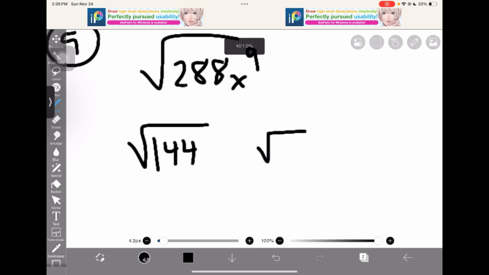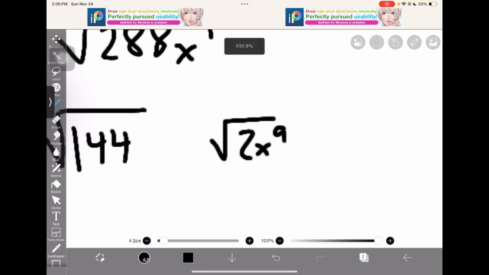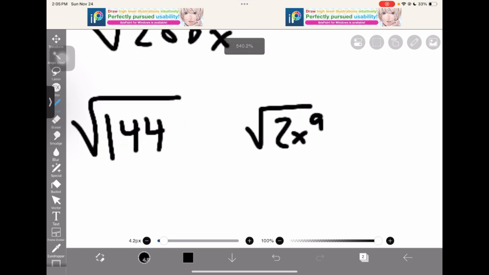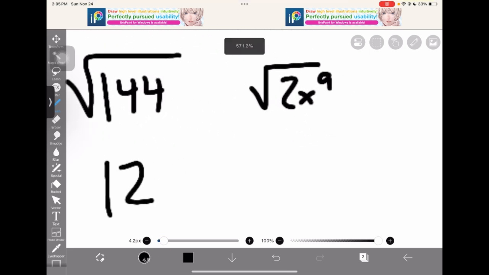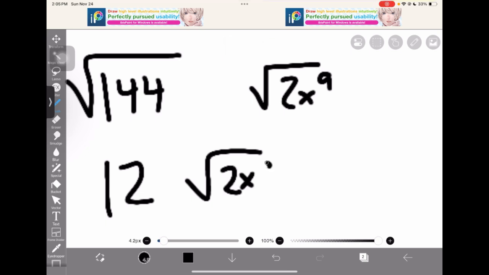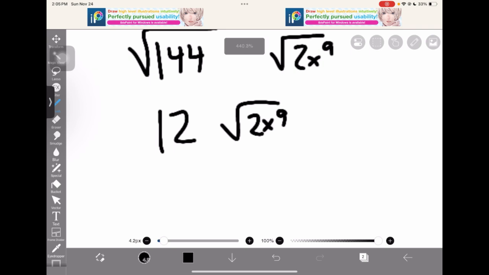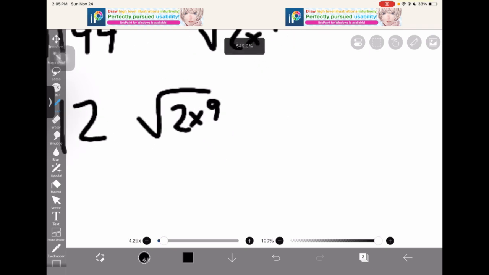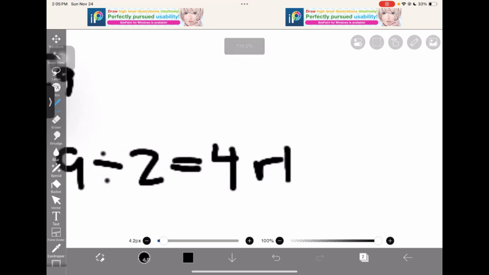2x9. However, we can also take x out. So we have, wait, let me simplify first. 12, 2x to the 9th power. However, we can actually take x raised to 9 out. How do we do this? So just do 9 divided by 2 is equal to 4, remainder 1.